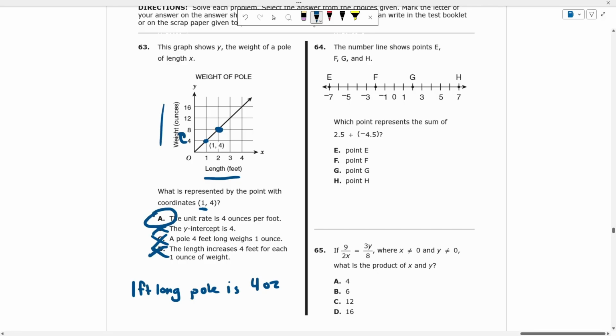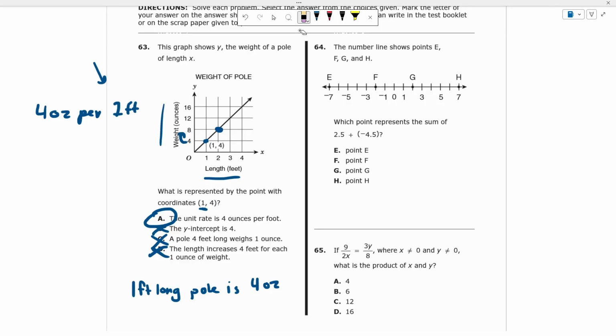The unit rate is 4 ounces per foot. A unit rate is going to be a rate where one of the units is 1. So here you have 4 ounces per 1 foot. That's a unit rate because you have 1 foot. One of the units here is equal to 1. That's what makes a unit rate a unit rate. In this case, you see that's true because 1 foot of the pole is actually equal to 4 ounces. So this does represent a unit rate.